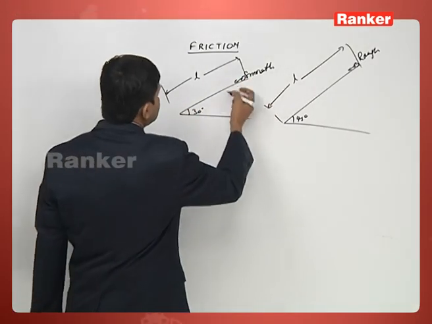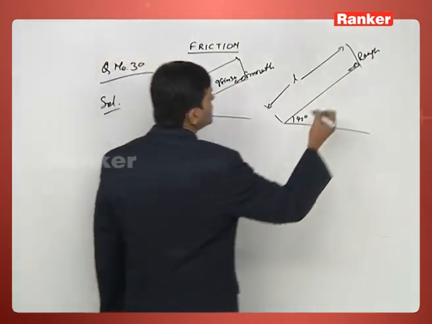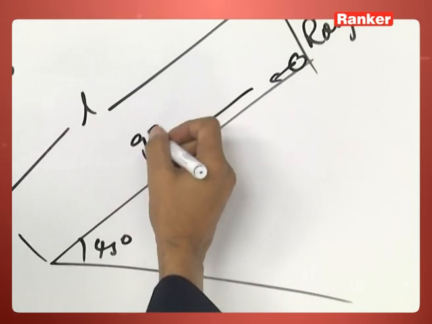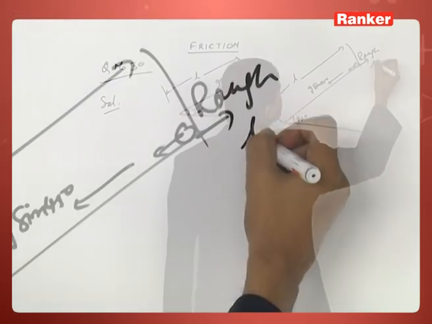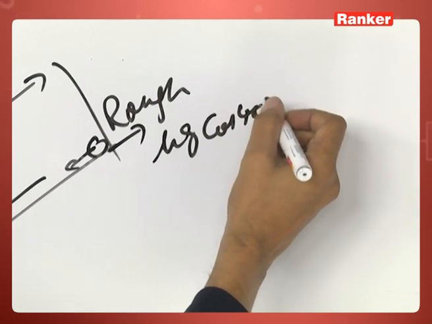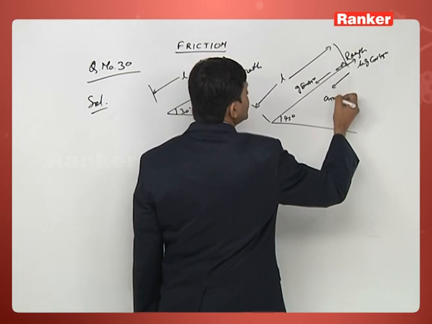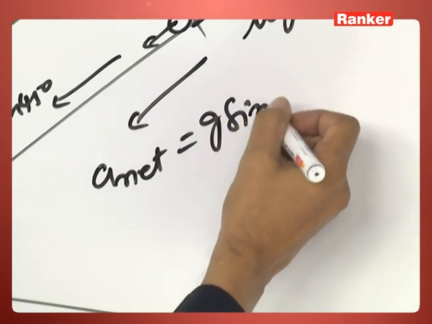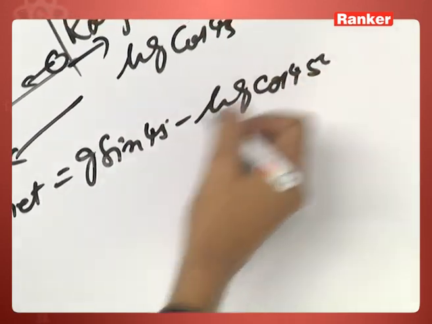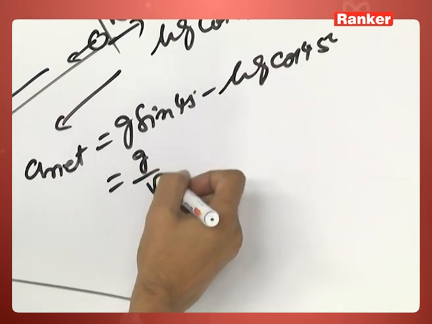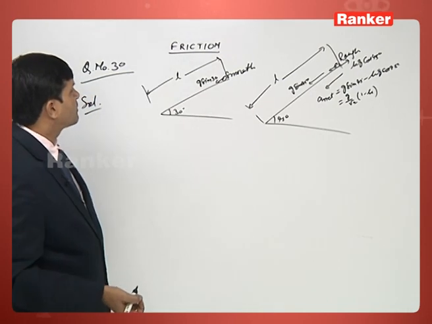So in this case your body will come down with the acceleration g sin 30, and here g sin 45 in this direction, but because of the friction, mu g cos 45 in the opposite direction. So the net acceleration a net we can say is g sin 45 minus mu g cos 45, or we can say g by root 2 times (1 minus mu). This is the net acceleration, and both are traveling the same distance.